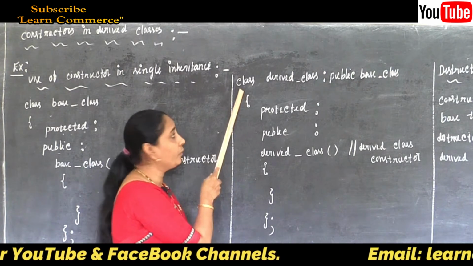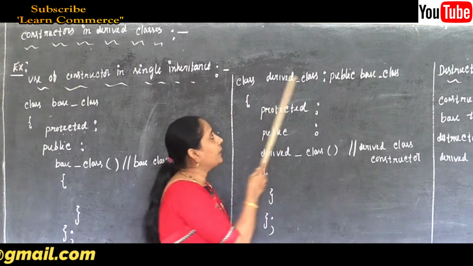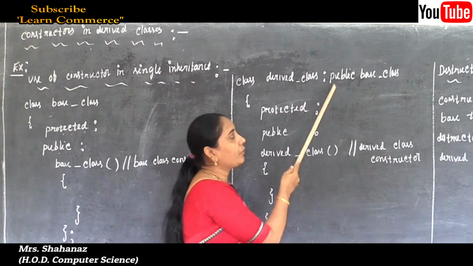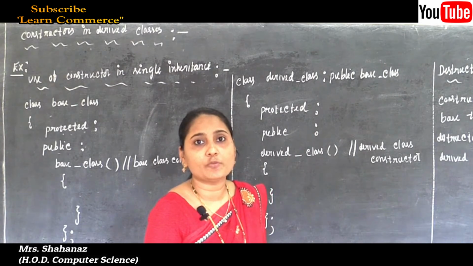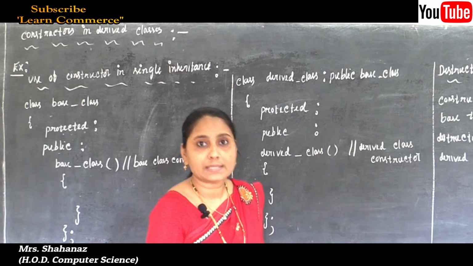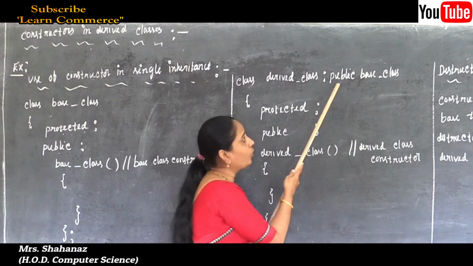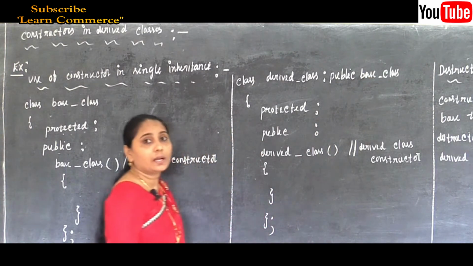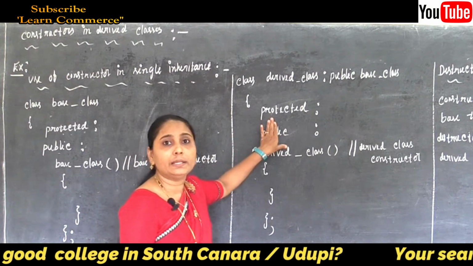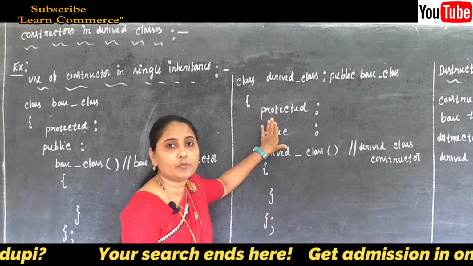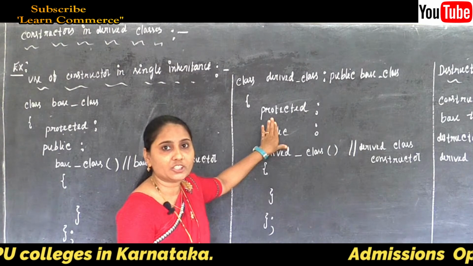Class is the keyword and then the derived class name, correct? So derived_class, and later next one colon, and after that the visibility mode. That means in this example also I want to access the features of the public base class here. So the visibility mode I used is public after the colon, and later next one base_class here, and after that the opening of the curly bracket. And we know that the derived class is not only inheriting the features of the base class, the derived class also contains its own additional features.